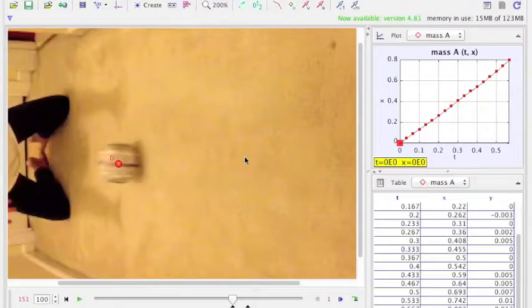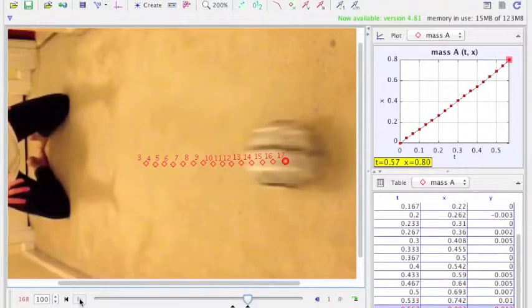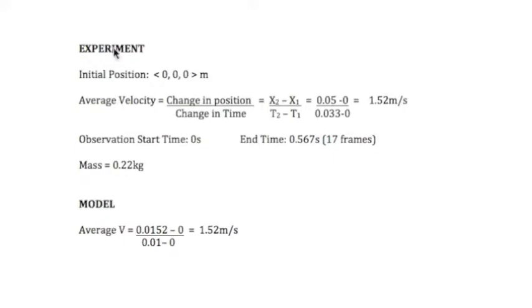In each of the 17 frames, the point mass was located in the center of the ball, so that the displacement between each time change would be measured to give us the line graph on the top right. The line has a constant positive slope representing a constant positive velocity. From the data collected, we can get the initial position and the average velocity. The ball was initially at 0, 0, 0 meters.